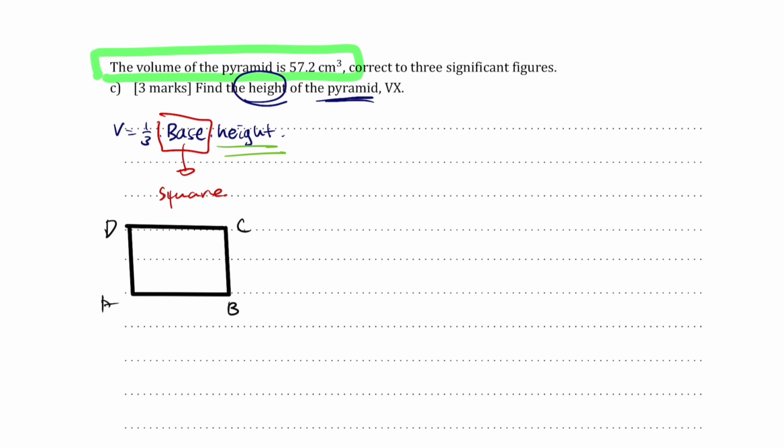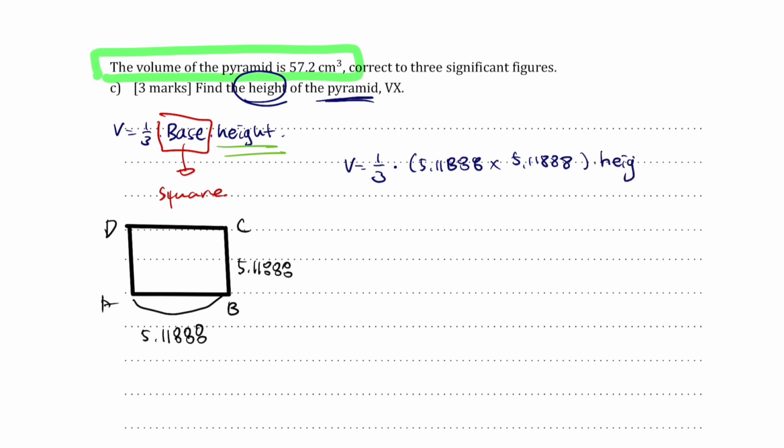And from question B, we have calculated the side AB as 5.11888. That means since this is a square base, the side BC also has the same length, 5.11888. Using this information, we can say the volume of the pyramid is equal to 1/3 times 5.11888 times 5.11888 times height is equal to 57.2.